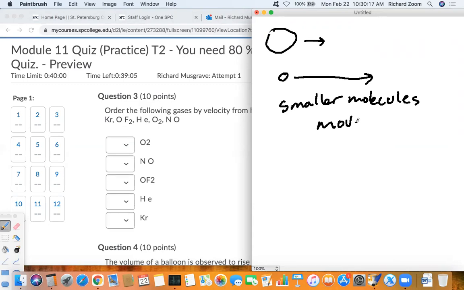They have a higher velocity. So for something like this, it's actually not that difficult. You would figure out the molecular weights. This would be 32, 30, OF2, what would that be? That'd be 16 and 38, 54. HE to be 4, and I think KR is like 80 or something like that. Maybe not 80, 56 I think it is.